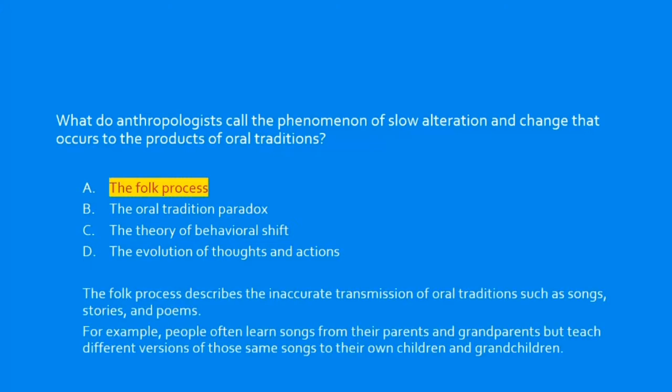The answer is A, the folk process. The folk process describes the inaccurate transmission of oral traditions such as songs, stories, and poems. For example, people often learn songs from their parents and grandparents, but teach different versions of those same songs to their own children and grandchildren.